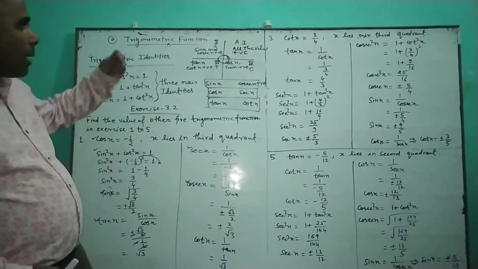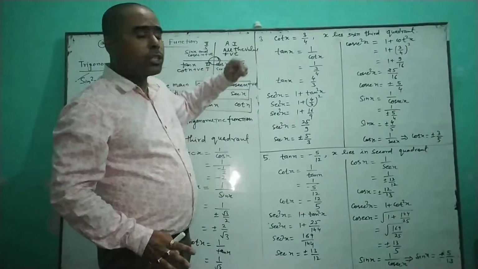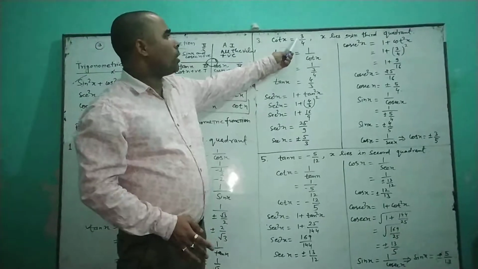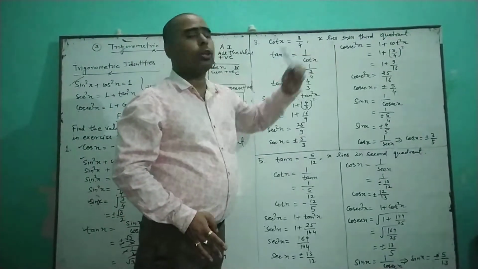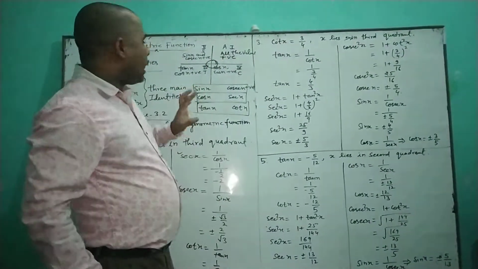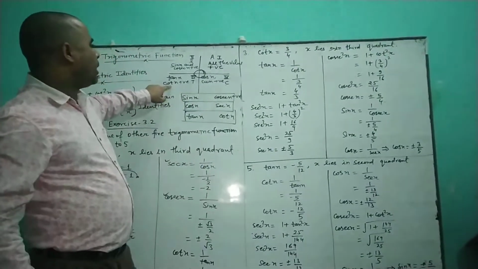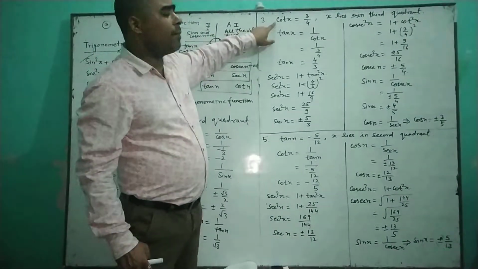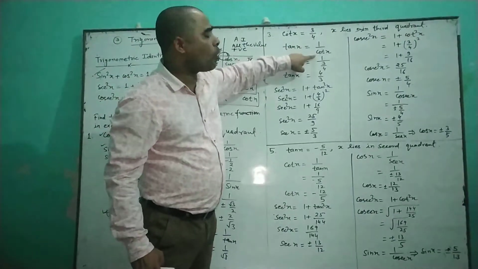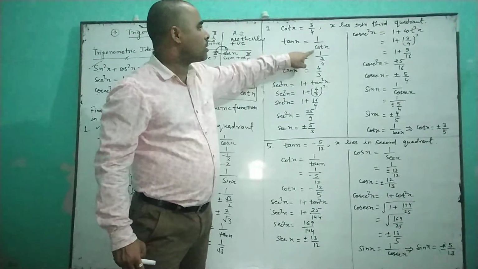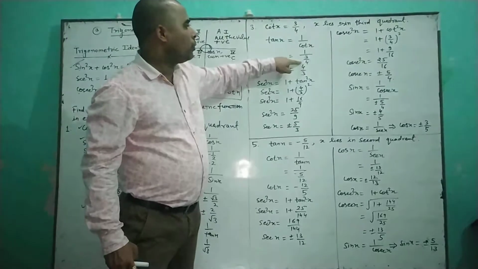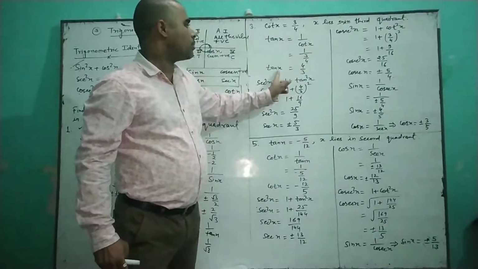Now after that we move to question number 3. Here cot x is equal to 3 by 4, and x lies in the third quadrant. Since cot x is given, tan x is equal to 1 by cot x, and the value of cot x is 3 by 4. We reverse it, 4 by 3, which means tan x is equal to 4 by 3.